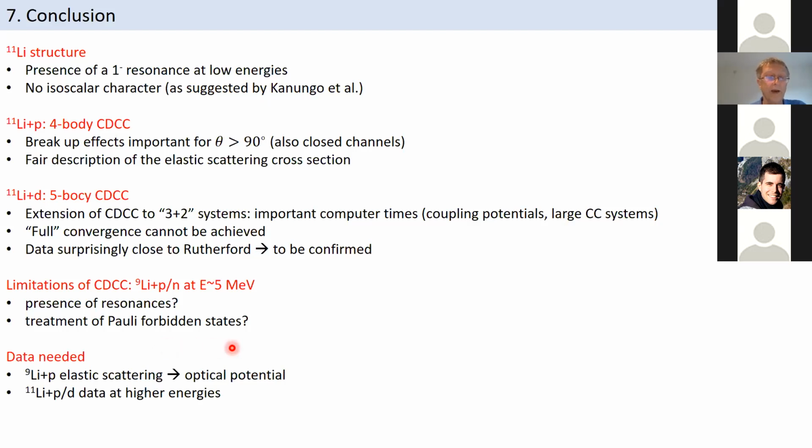And to conclude, I would say that some data would be welcome. And one of these data is lithium 9 plus proton elastic scattering, which would provide an optical potential. And also lithium 11 plus proton or deuteron data at high energies to see whether this property remains true even at large energy.